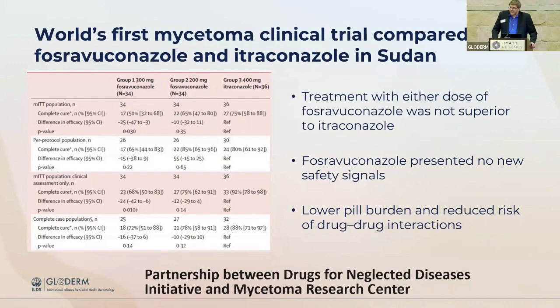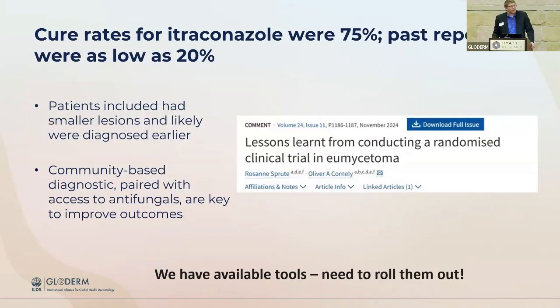We were expecting fosravuconazole to perform really high, with extreme efficacy benefits over itraconazole. But what we saw was that the cure rates for itraconazole were 75%, and past reports were as low as 20%. Fosravuconazole had very similar cure rates, so it was a non-inferiority study, and they were non-inferior to each other. And we started to think, we already have the tools to care for patients with mycetoma.